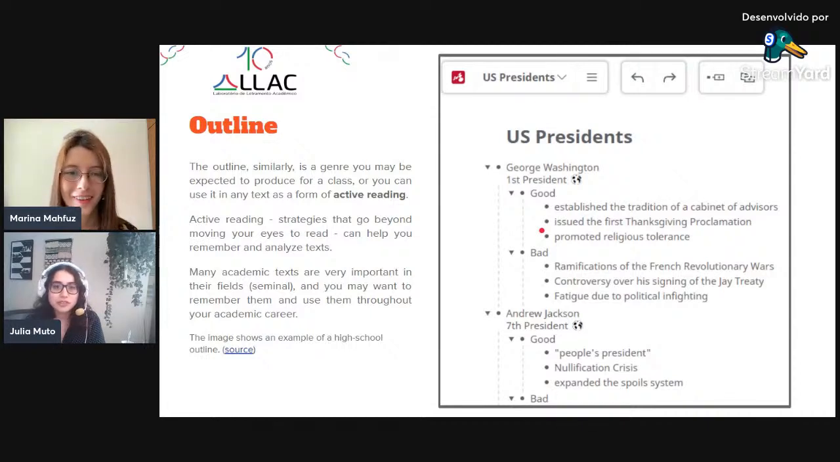So you can see, if this person wanted to write about the US presidents and they wanted to say something good about George Washington, they would know exactly where to look. They would go here and not here or here. So it can be very easy to find information if you're using an outline.